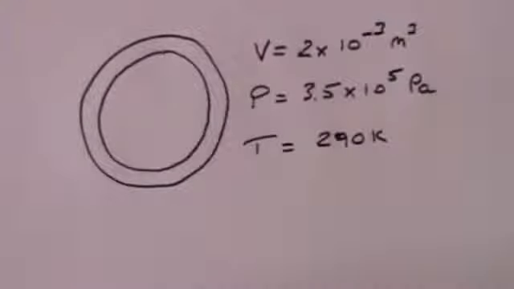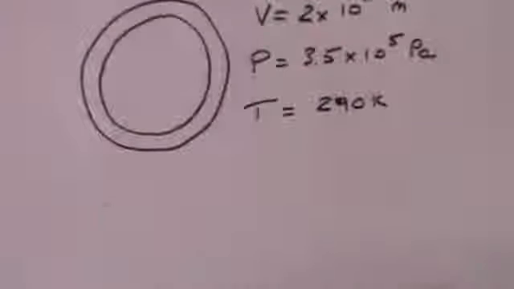Question 10, we have a bicycle tyre. The volume of the gas in the bicycle tyre is 2 times 10 to the minus 3 cubic metres. The pressure of that gas is 3.5 times 10 to the 5th Pascal. The temperature is 290 K. First part of the question, what is the number of moles of gas, we'll assume it's air, in the bicycle tyre?